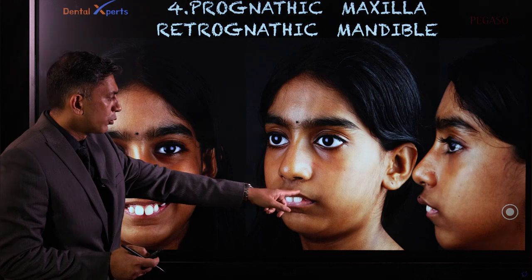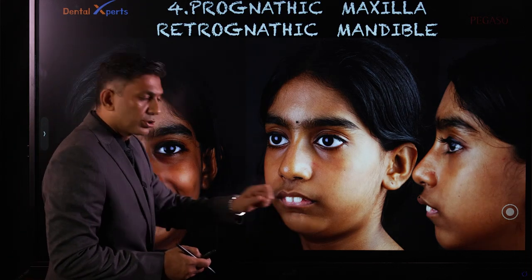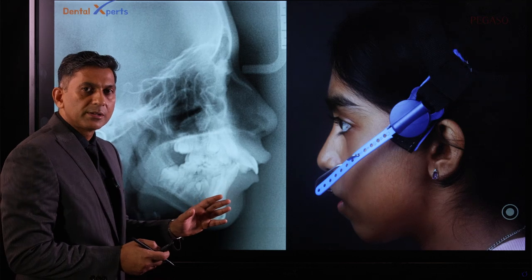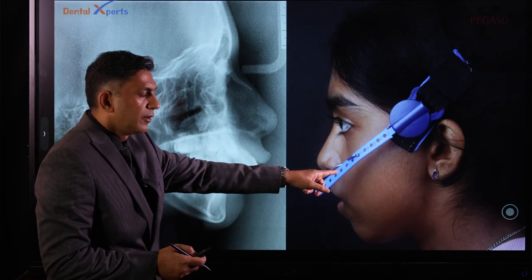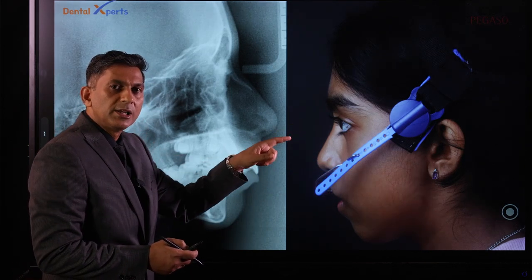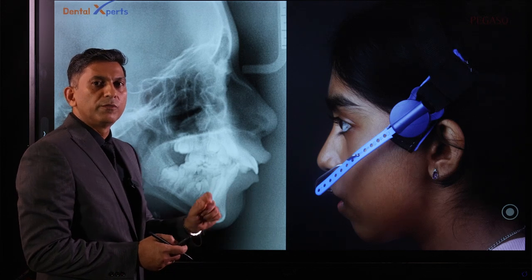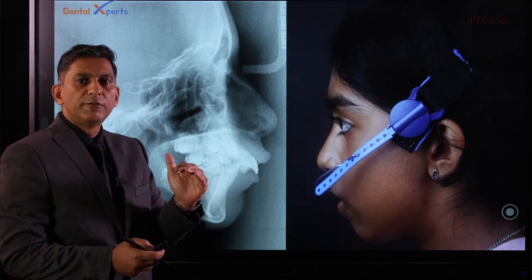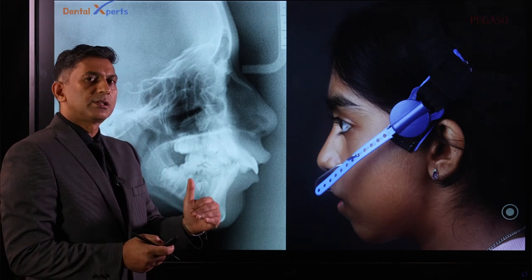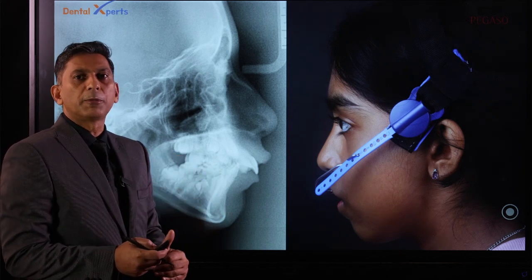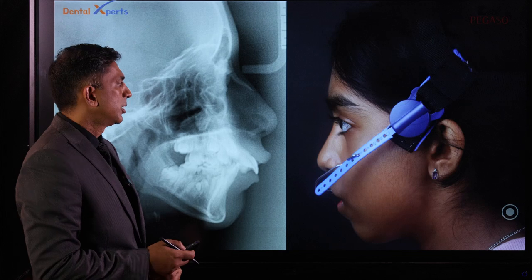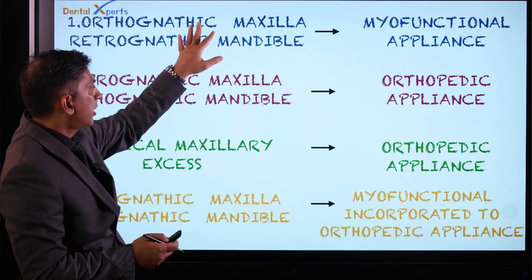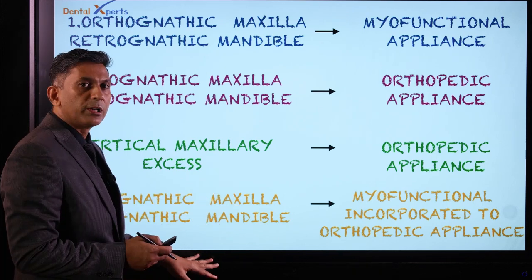And we have the fourth component, that is a combination problem. We have prognathic maxilla with retrognathic mandible, which is treated with a combination appliance, that is the headgear, which is an orthopedic appliance, incorporated into the twin block, which is a myofunctional appliance. So when we have a combination problem, we treat it with combination appliance by incorporating orthopedic appliance into the myofunctional appliance.